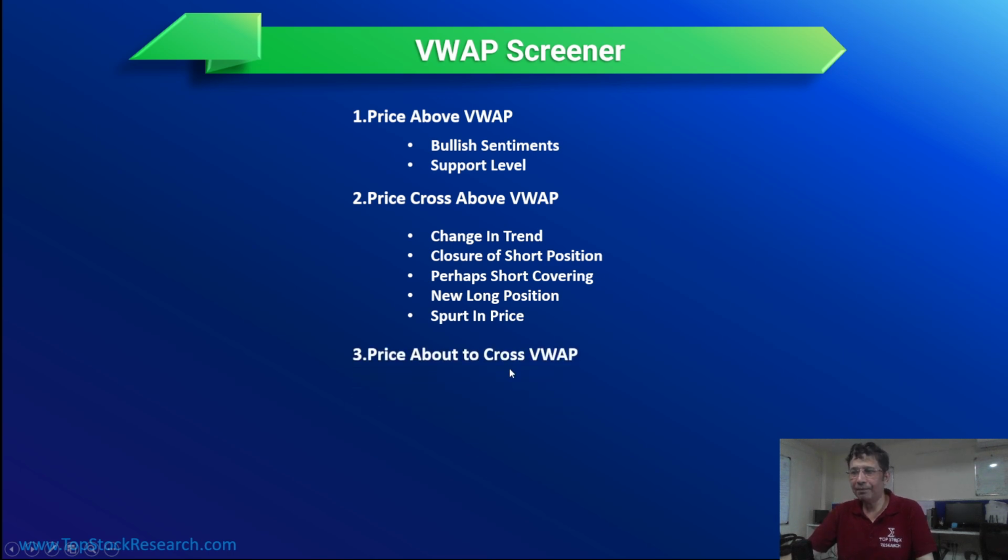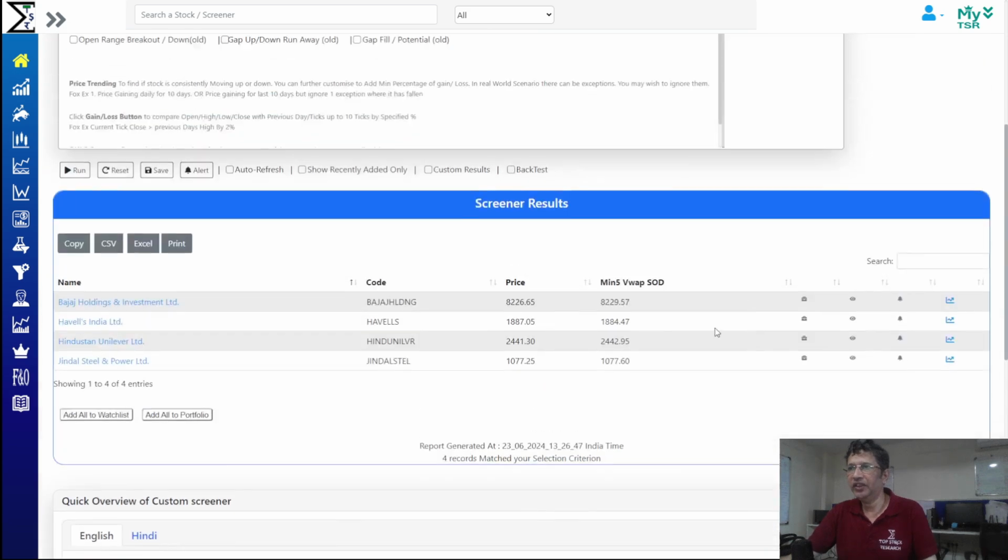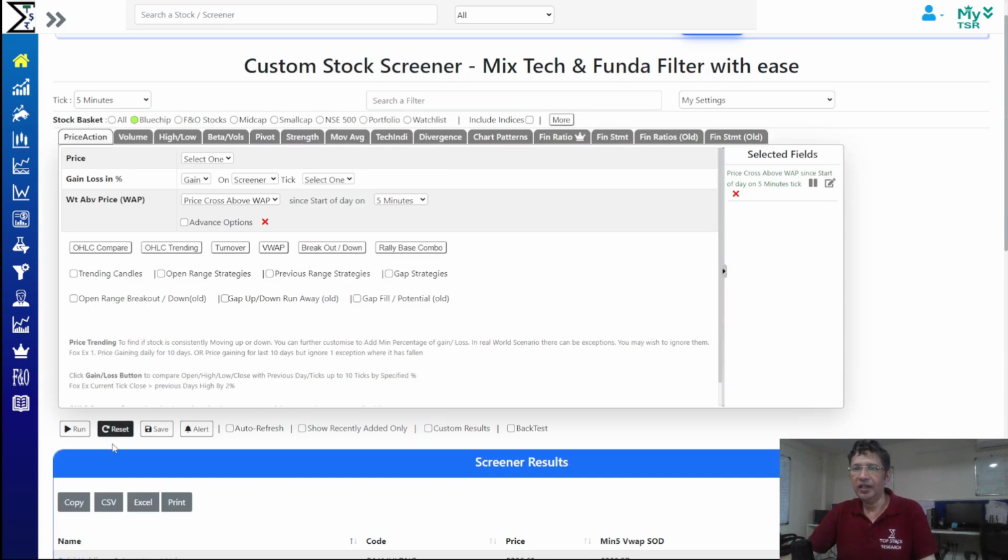Next is price is about to cross above VWAP. Now, as we have seen, when price crosses above VWAP, a lot of things can come into the picture, like covering of short positions, long positions. Now, how about if you are able to get this idea a little ahead in time, right? So let's see how we can utilize top stock research for that purpose. So again, resetting, starting with a clean slate.